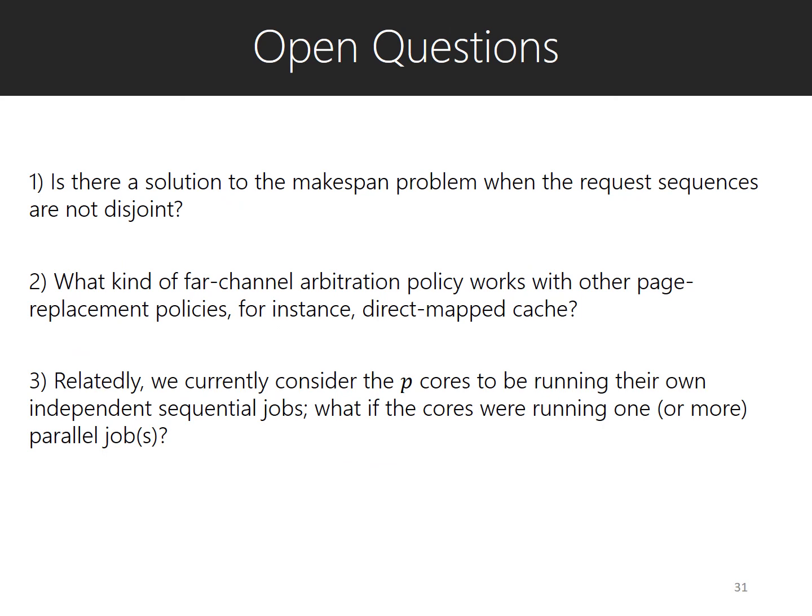Here are some open questions that we leave for future work. First, is there a solution for the problem when the request sequences are not disjoint? At present, our online algorithm priority works when the request sequences are disjoint. Second question, what kind of far channel arbitration policy works with other page replacement policies, for instance in direct map cache? Third question, we consider the P cores to be running their own independent sequential jobs. What if the cores were running one or more parallel jobs?